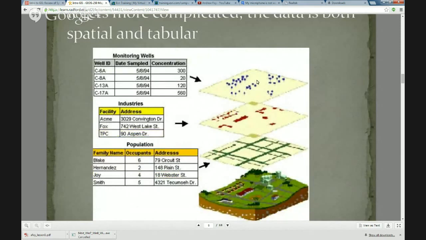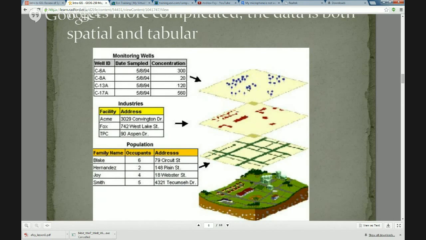So here we have some wells where we're monitoring for concentration of a contaminant. Each spot on the map is linked to a row in the table. So we could maybe say that this well right here has a concentration of 300 for that particular contaminant. Now down here we might have a layer representing different types of industries, right? And maybe this is a metal foundry, and over here this is a fertilizer plant, and over here this is a poultry packing plant. We have information that gives us the address, the type of facility, maybe what they produce.